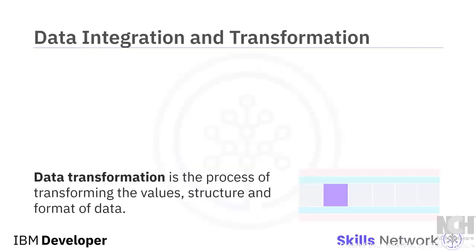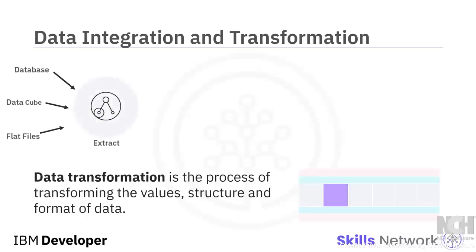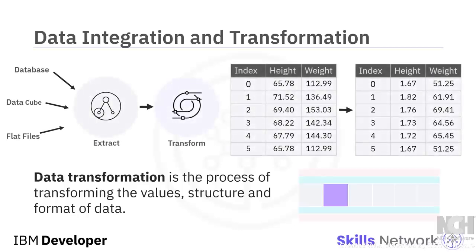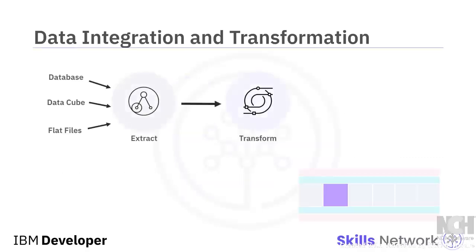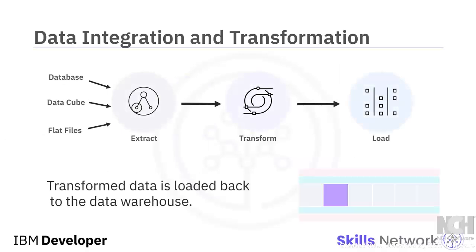Next, data transformation is the process of transforming the values, structure, and format of data. After extracting the data, the next step is to transform the data. In this example, height and weight data needs to be transformed to metric. And once the data is transformed, it's time to load the data. Transformed data is loaded back to the data warehouse.